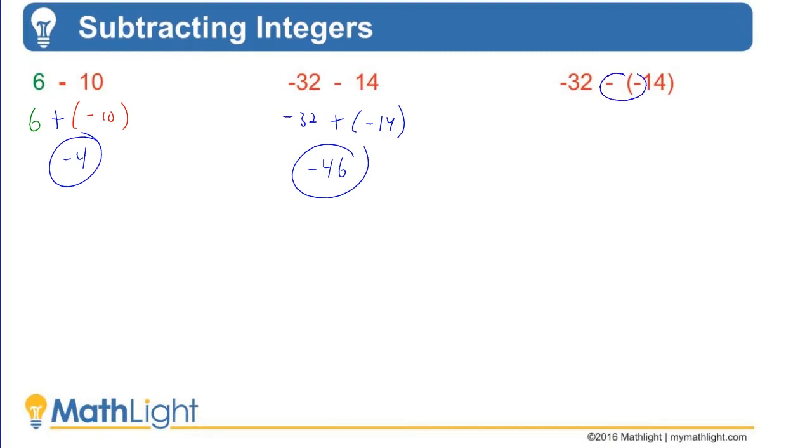Minus a minus, as we know, is a plus. So what do we really have? 32 negatives and 14 positives. Start at 14, count to 32, figure out how many negatives you have left, right? And so 14 to 32 is what? 24, 18, and we end up with 18 negatives left.